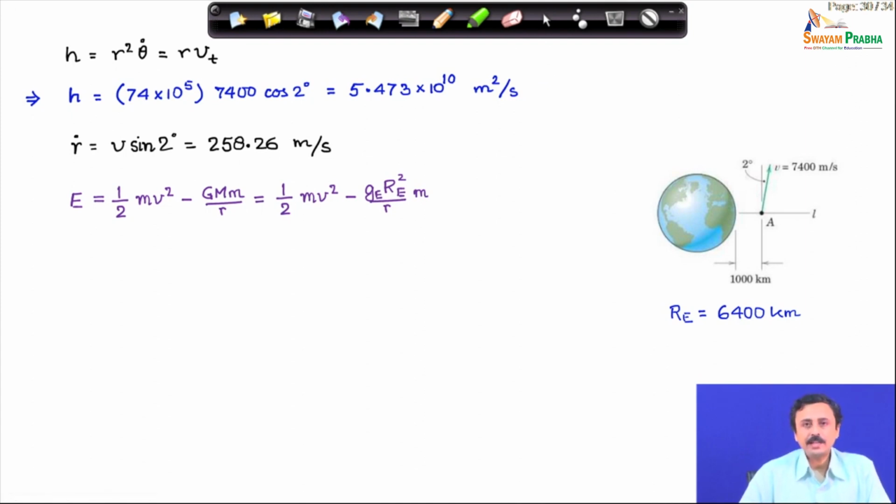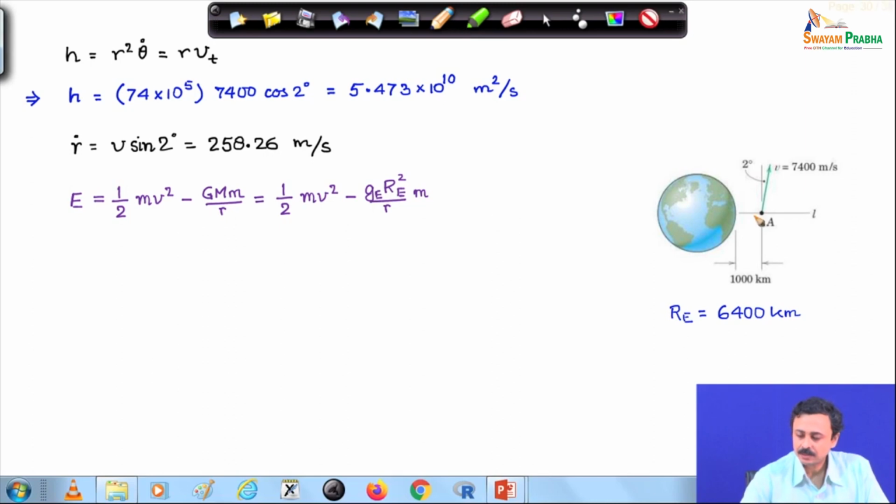Now, I can also calculate the radial velocity r dot, which is v sine 2 degree. Here you have to be careful about the sign. The radius is increasing. If you take v sine 2 degree, it is this small velocity vector, which is the projection of the velocity vector in the direction of L, the radial line. Therefore, r dot is v sine 2 degree, which turns out to be 258.26 meter per second.